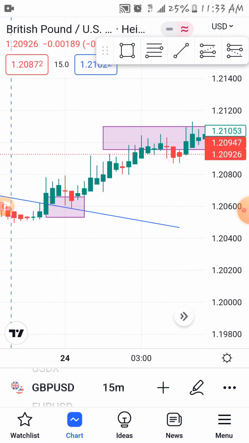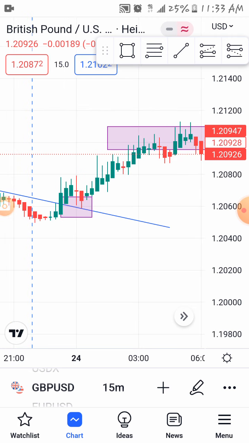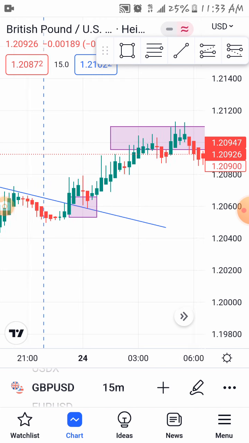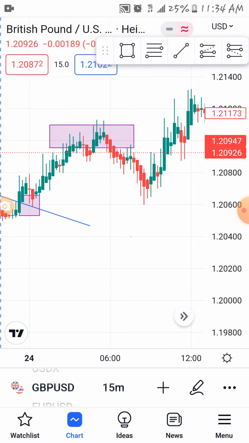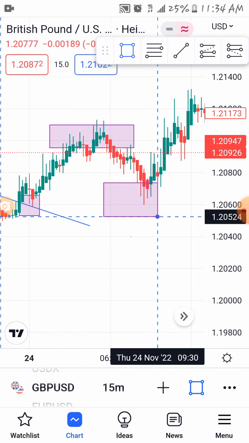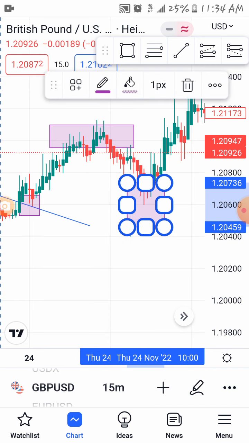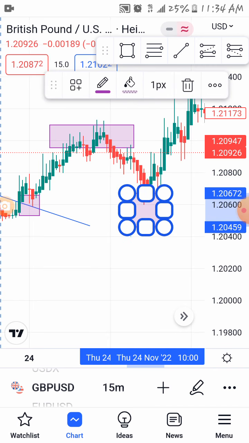Okay, so you can see that price tapped in here. This was the first tap here. Price used this level as the support level to make a buy to the top, a break and retest from the key level of 1.20600, then came here to give us a second touch. Got a second touch here also on that key level of 1.20600.